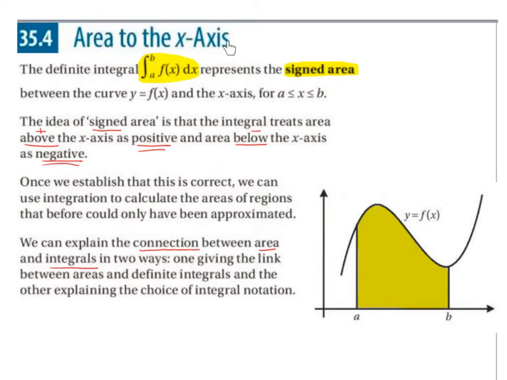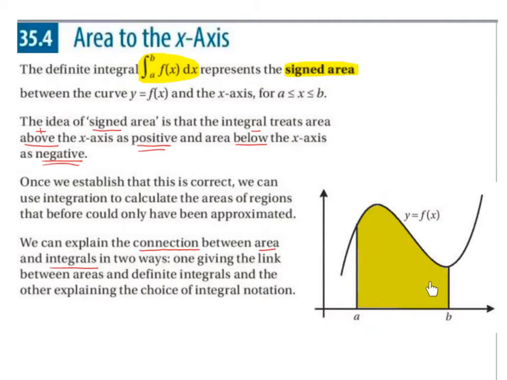Area to the x-axis. The definite integral of f of x dx between the limits a and b represents the signed area between the curve y equals f of x and the x-axis for x values between a and b. So here we see the area between the curve and the x-axis between a and b.